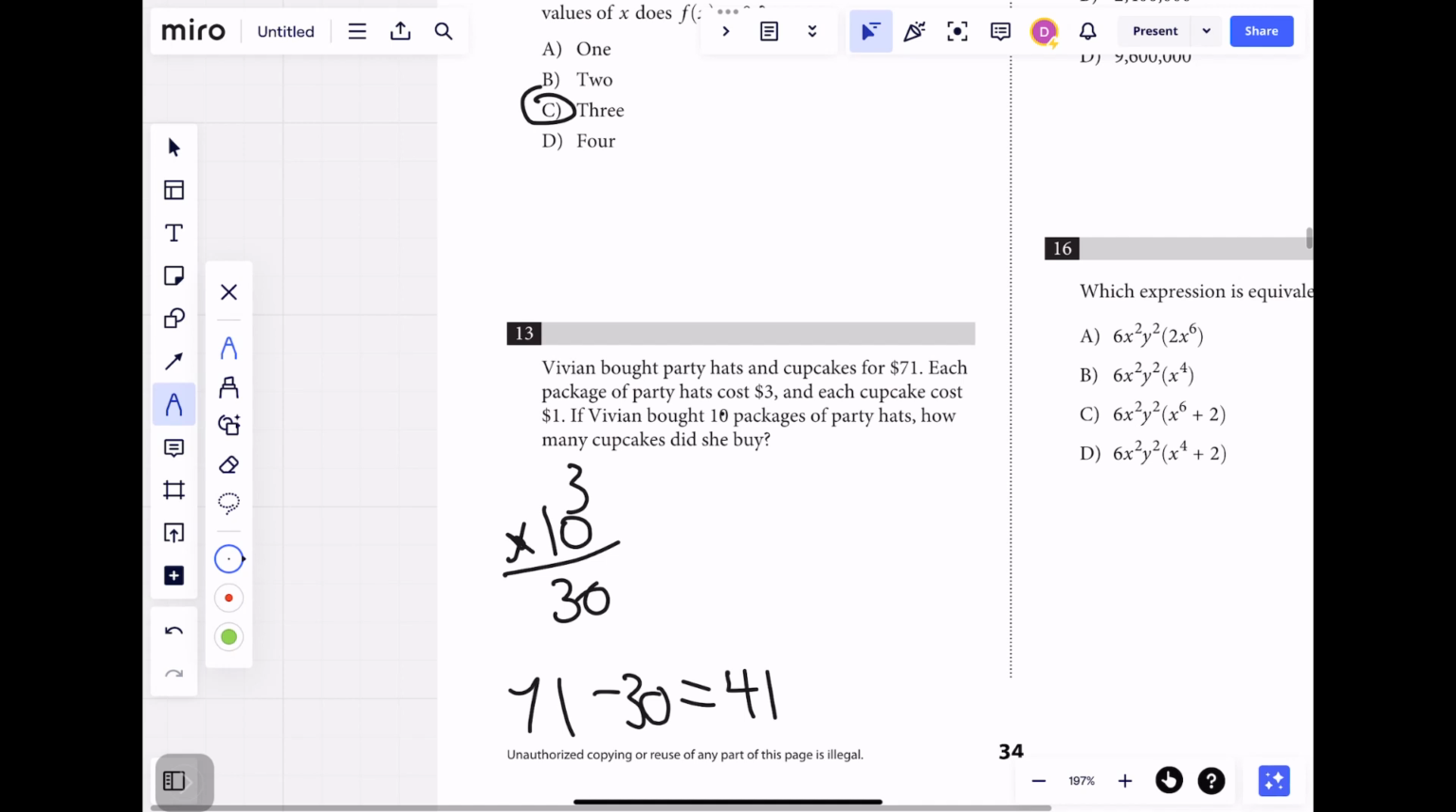And each cupcake is only $1. So 41 divided by 1 is going to be 41 again. So she bought 41 cupcakes.